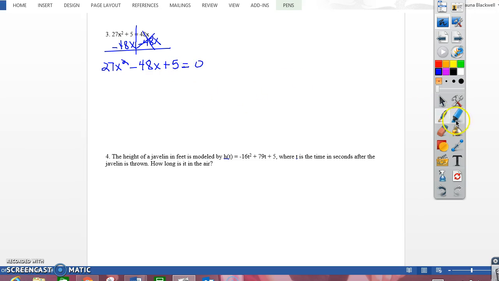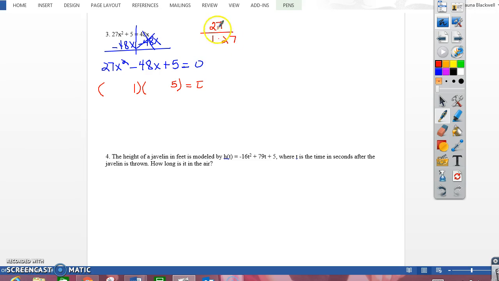And so the next step that we take is to factor. So we look for our greatest common factor. 27x squared, negative 48x, and 5 don't have a number or a variable that will divide out of every single one of those. So I'm going to go ahead and undo FOIL. So 5 is prime, so I know I'm going to have 1 and 5 here. 27, however, is not prime, so I'm going to list my factors for 27.